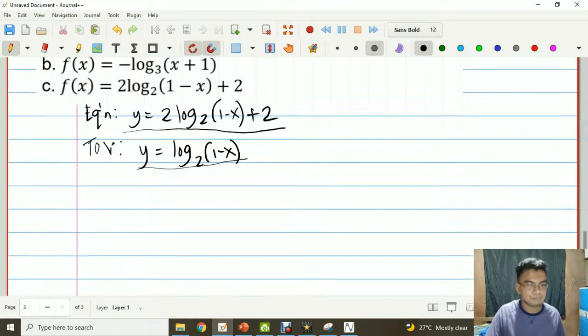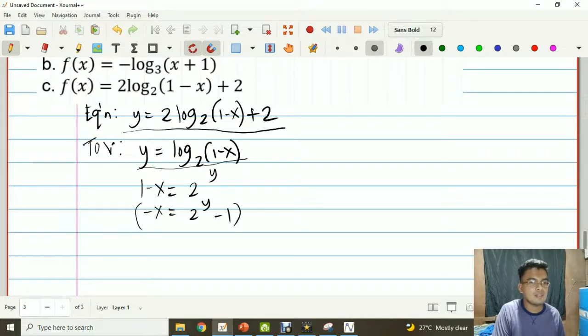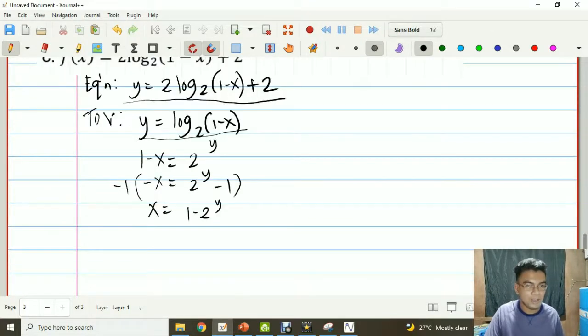Okay? So, rewriting this in terms of its equivalent exponential form, this will be 1 minus x is equal to 2 raised to y. So, transposing positive 1, it will become 2 raised to y minus 1. So, multiply natin lahat using negative 1. This will be x is equal to 1 minus 2 raised to y.